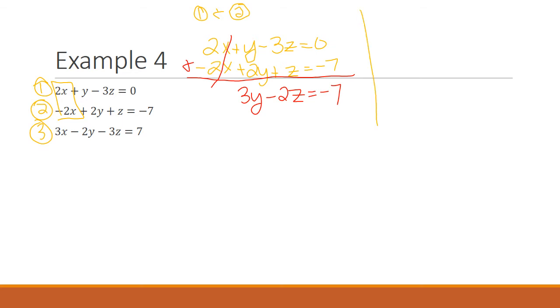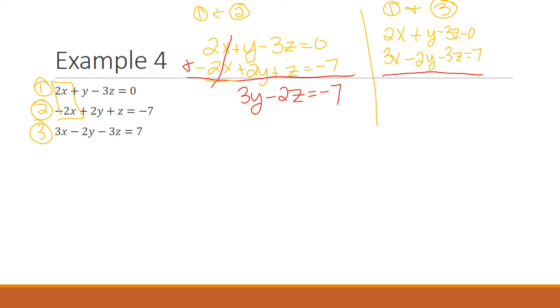Okay, I've got 1 and 2. Now let's do 1 and 3. You could also pick 2 and 3. That would be fine. You'll end up with the same answers. So I'm going to keep doing the same pattern. 2x plus y minus 3z equals 0. And 3x minus 2y minus 3z equals 7. In this case, if I got rid of my x's over here in my first equation, I need to get rid of my x's over here.